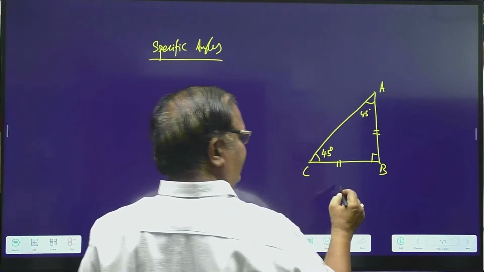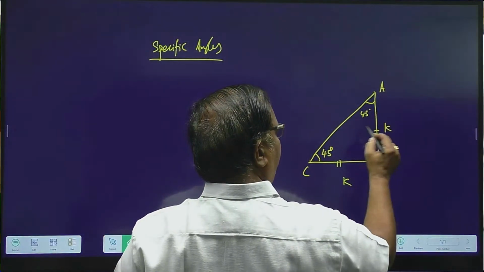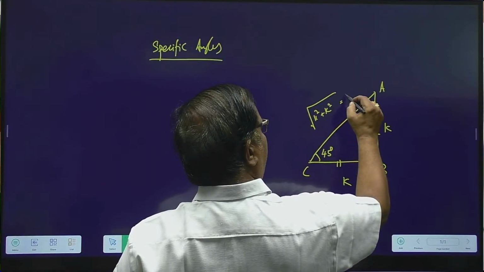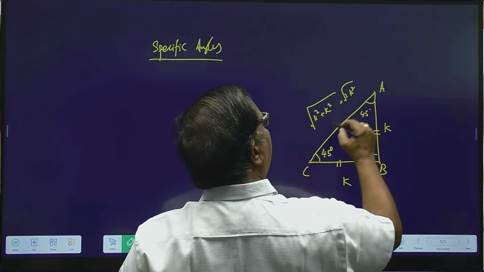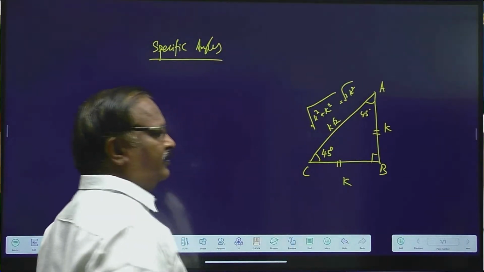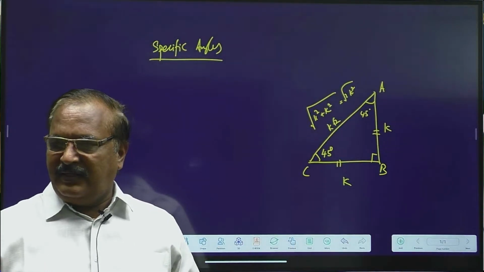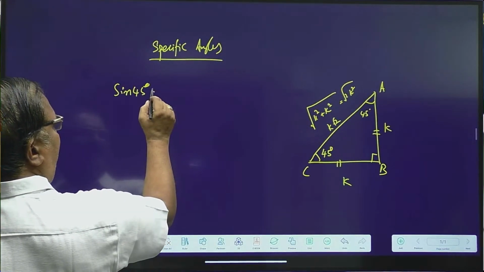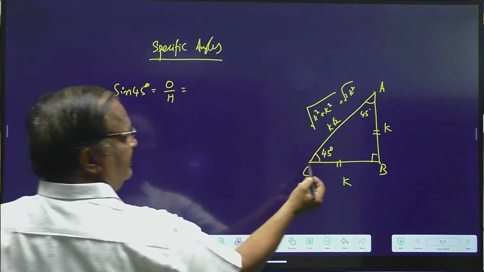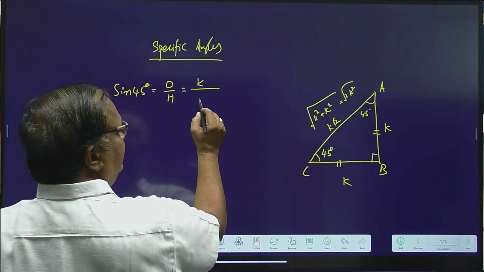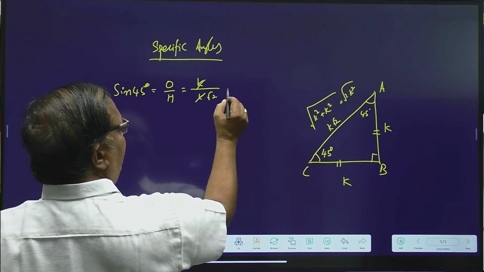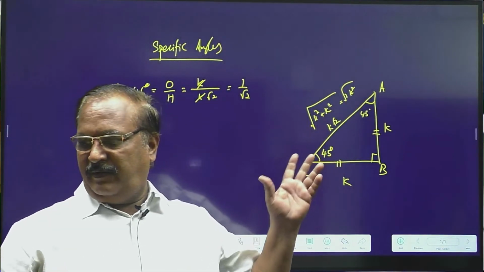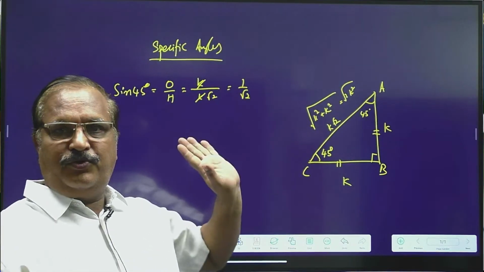Say if this is k units and this is also k units, and this will be how much? k square plus k square, which is equal to 2k square, which is equal to k into root 2. All the three sides we know. So accordingly we can find sine 45. Sine 45 is very simple, opposite side by hypotenuse. Opposite side is k and hypotenuse is k root 2. So cancel k, 1 upon root 2. So the value of sine 45 is 1 upon root 2.